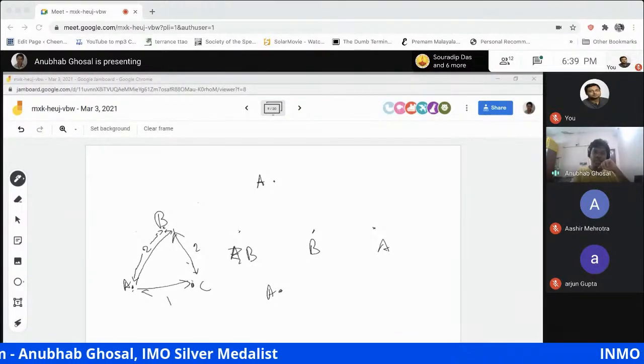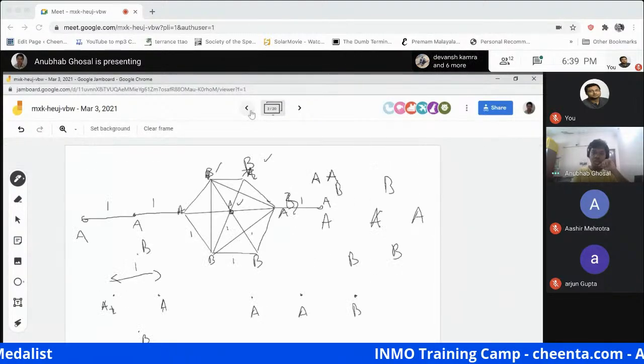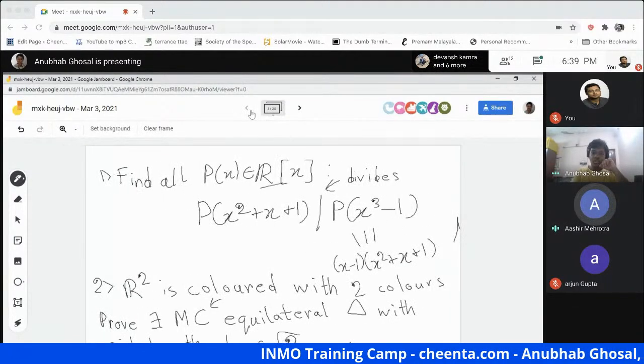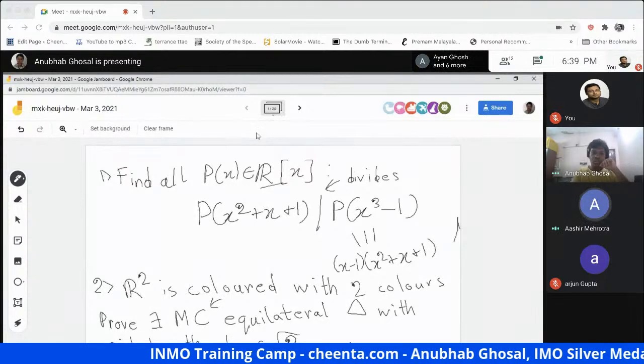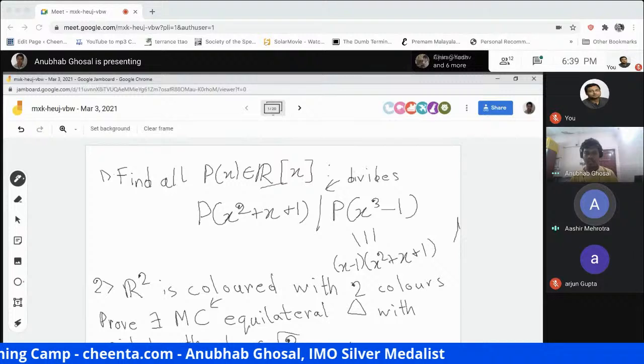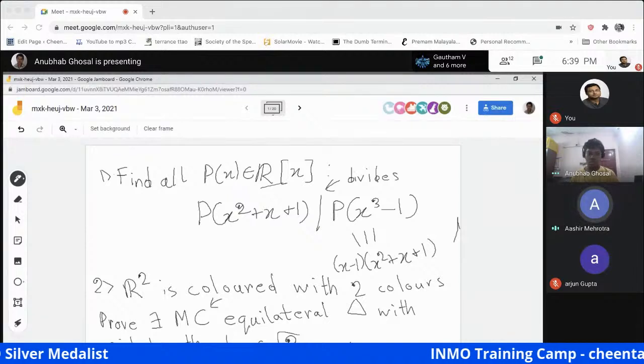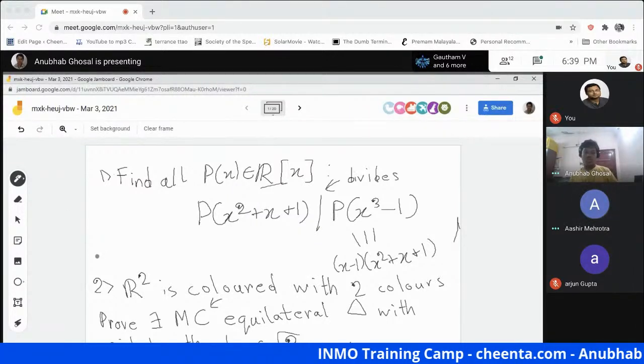So I'll give you some hints for question number 1 for people who have been trying till now. For question 1, the degrees are not the same: the divisor has degree 2n, and the other polynomial has degree 3.